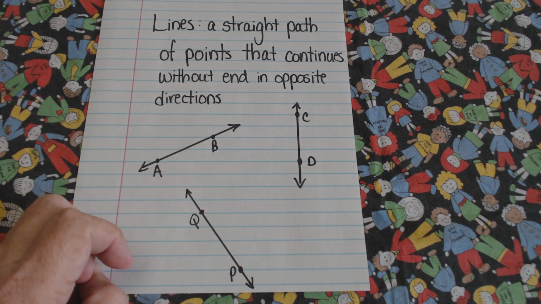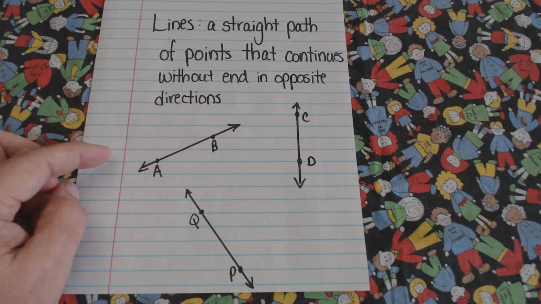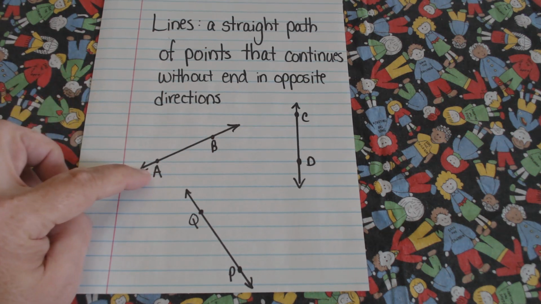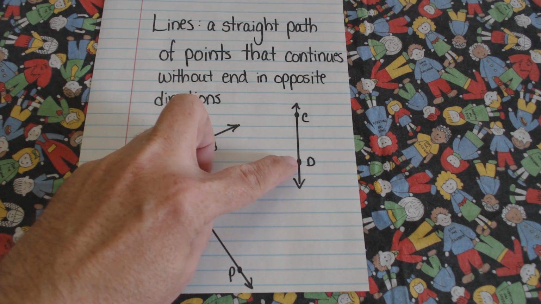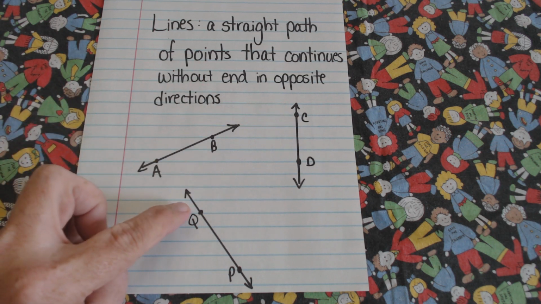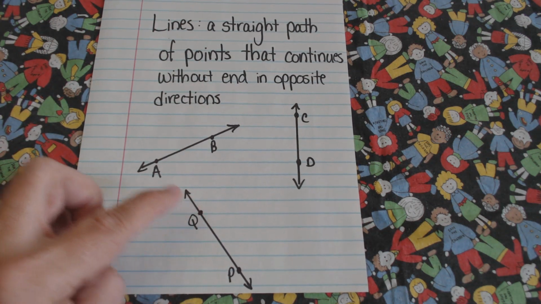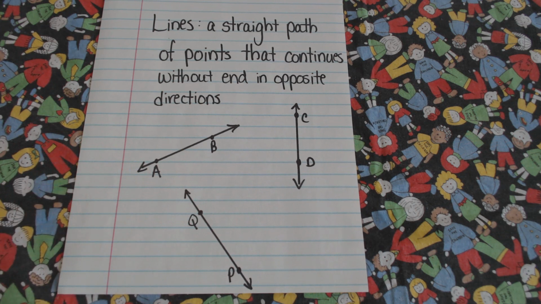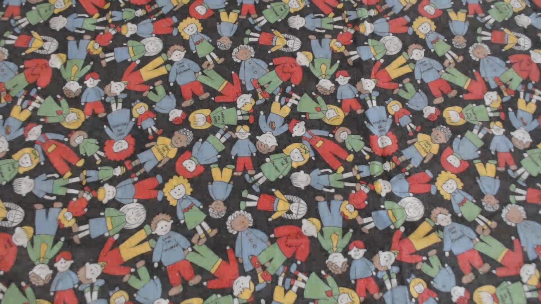An interesting thing about naming lines is when we say line AB, we could also say line BA. Line CD over here could also be referred to as line DC. Line QP here could also be line PQ. So the order of the points that you name on the line does not matter when we're discussing lines.